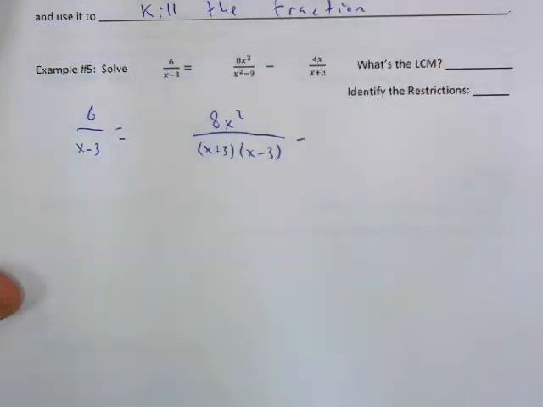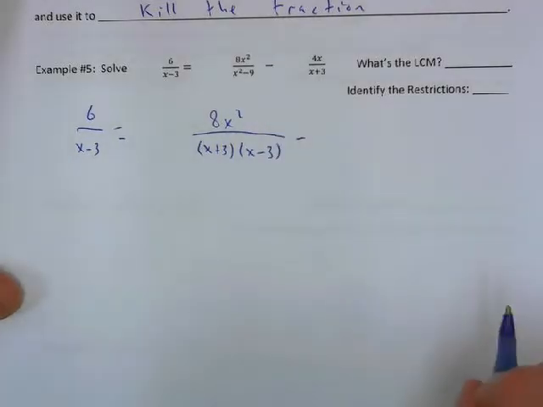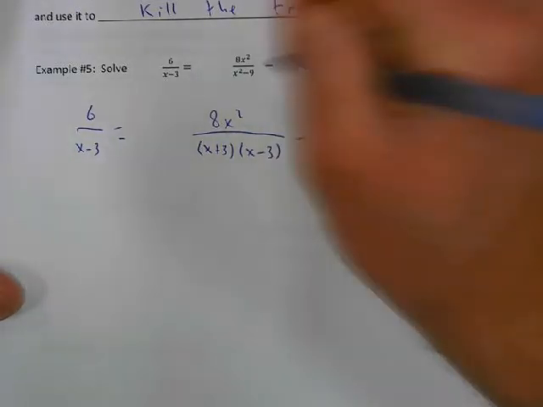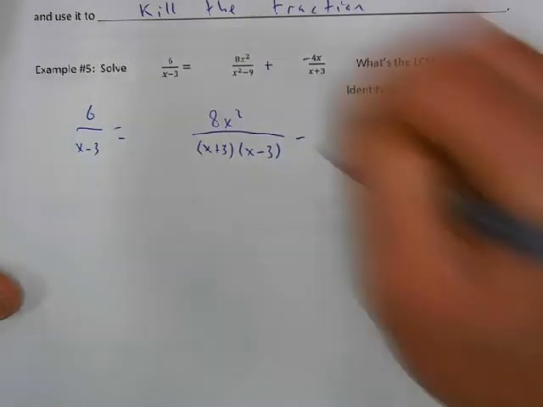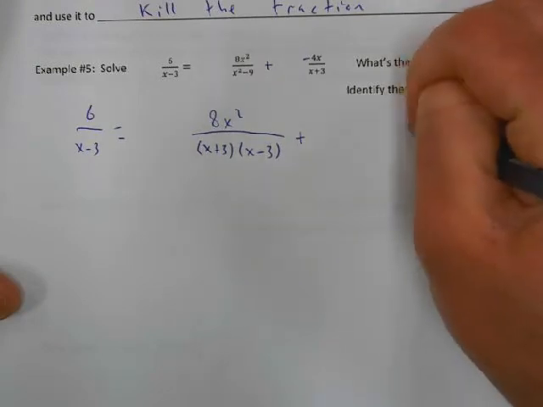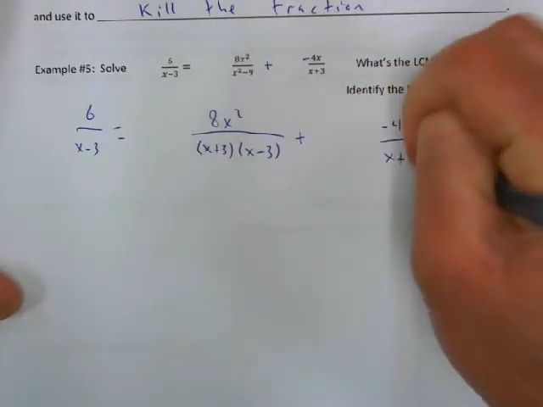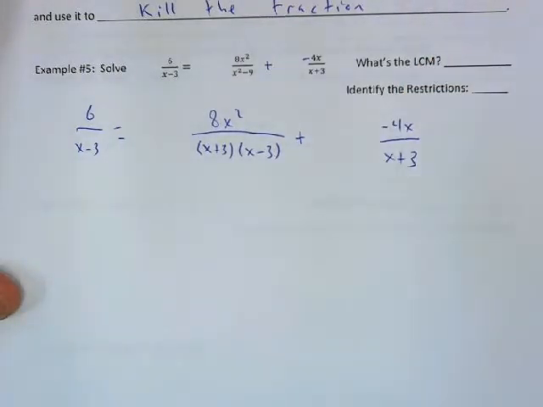Minus, and then one thing that we might want to do is turn this into an addition problem instead of subtraction, because I don't want to forget to distribute that negative later on. So I'm going to put the minus up here and then change that to a plus sign. Then we're going to say plus negative 4x over x plus 3. And that's how we want to write our problem.